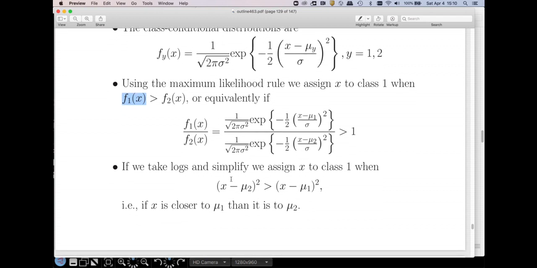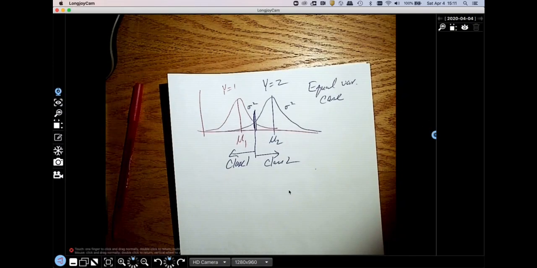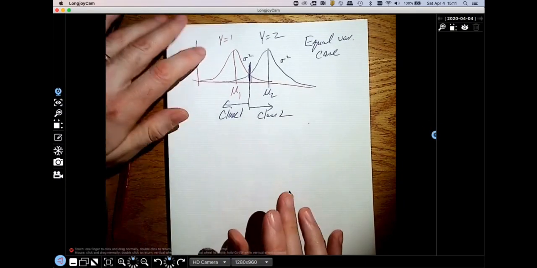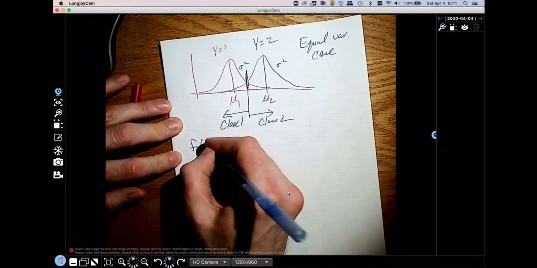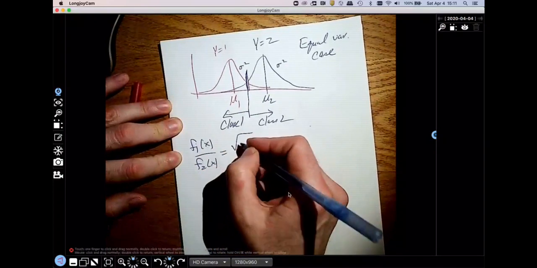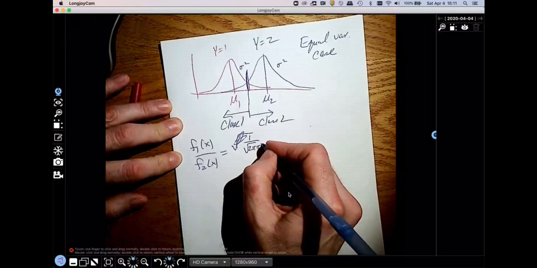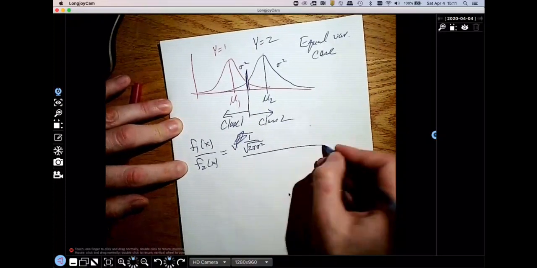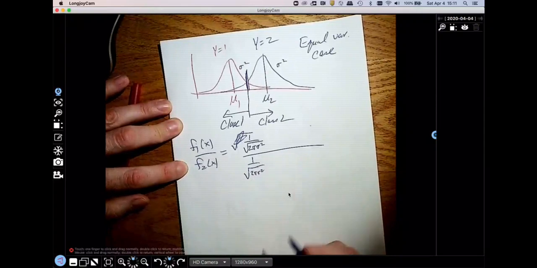Anyway, I'm going to have to do a little bit of messy algebra, and if I do that messy algebra, I end up with this expression. Do you want to see that messy algebra? I'm going to do the messy algebra. If you don't want to see it, you can fast forward on the video. So let's just go write that expression out. f1 at x over f2 at x is equal to 1 over the square root of 2 pi sigma squared, all of that under the square root, over 1 over the square root of 2 pi sigma squared.